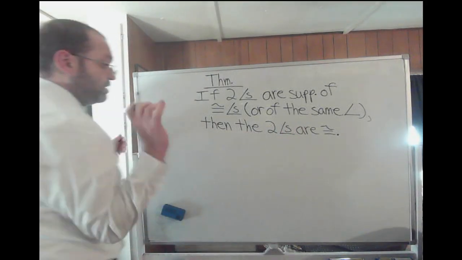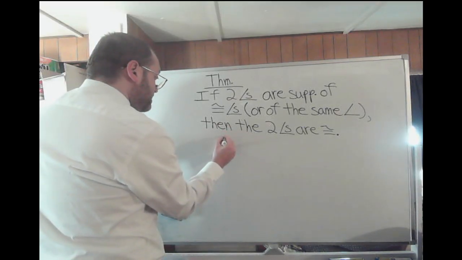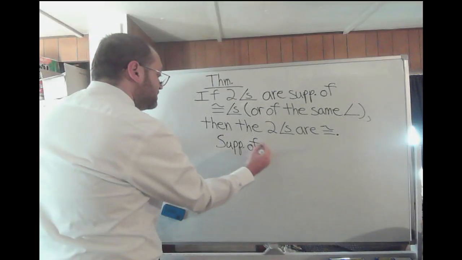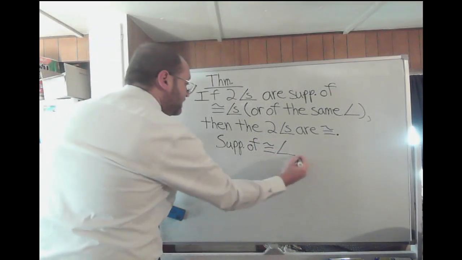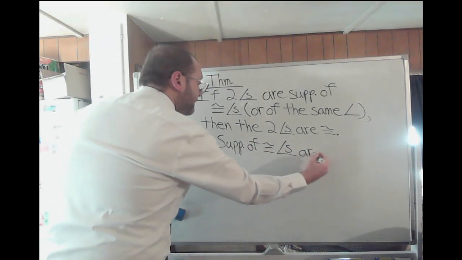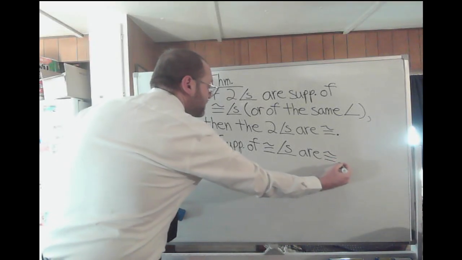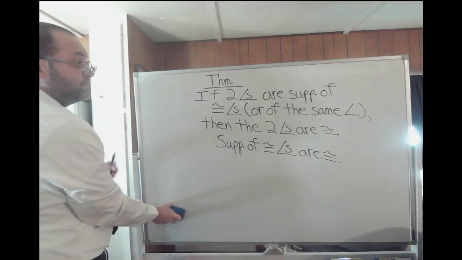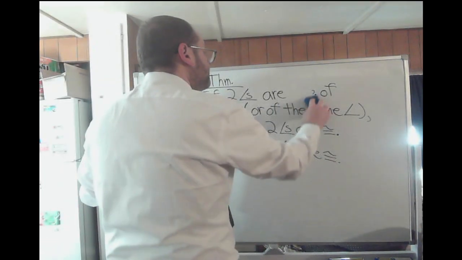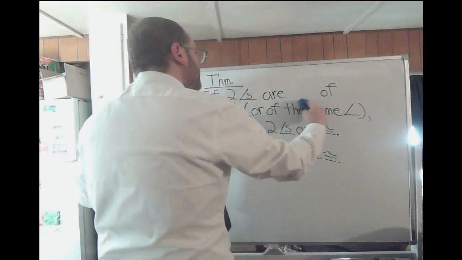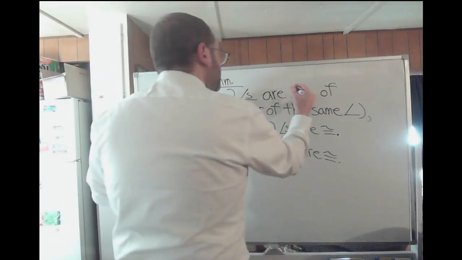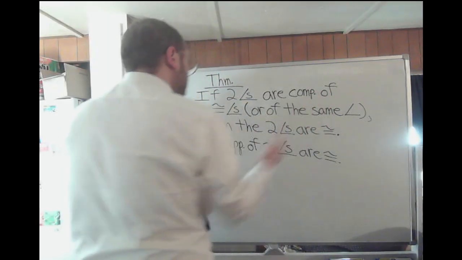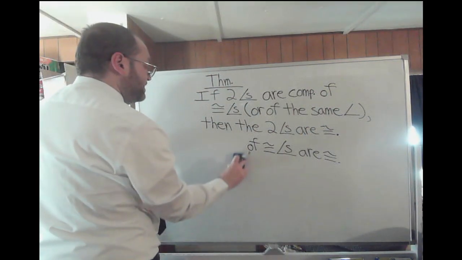So when you're doing a proof, if you want to use this theorem, you would simply write supplement or sup of congruent angles are congruent. That's how you would abbreviate that if you're using that in a proof. And just like there is for supplements, there is for complements too. All I have to do is change one word for the second theorem, and then I'll change the abbreviation here.